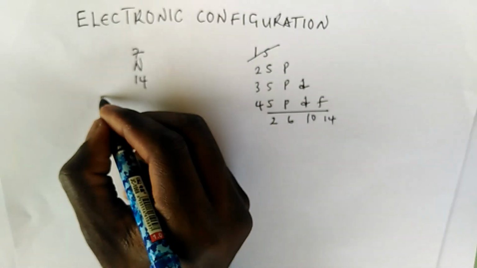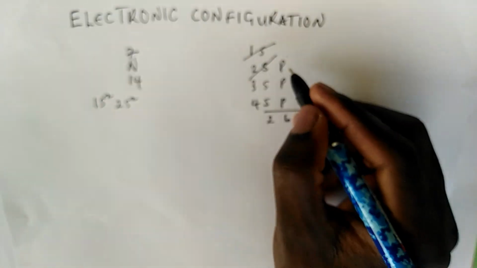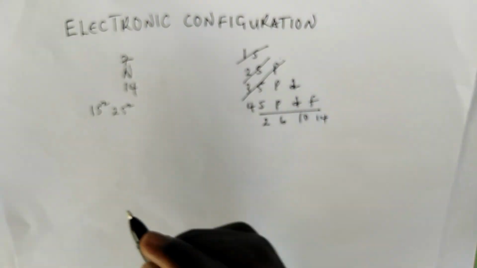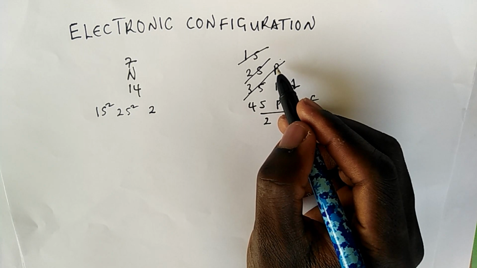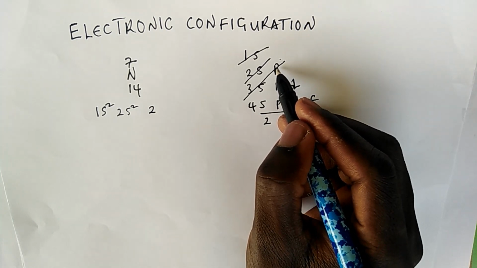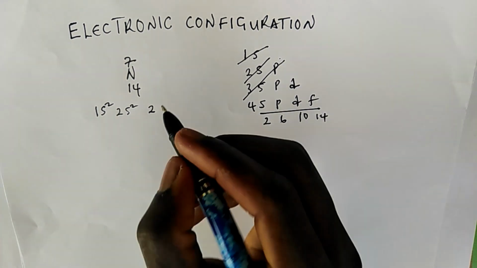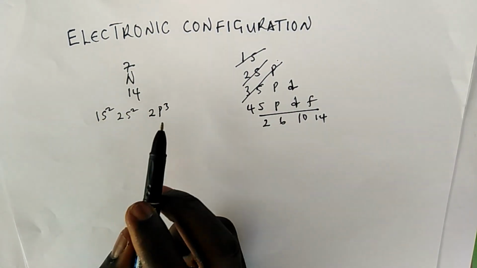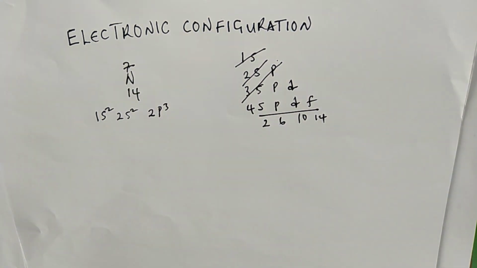we start with 1s2. We have 2s2, right? Then we have 2p, because p can carry 6 electrons, but because we only have 3 electrons remaining, therefore we put 2p3, right? Because this is 4 plus 3 making 7, which was 7 as the atomic number.